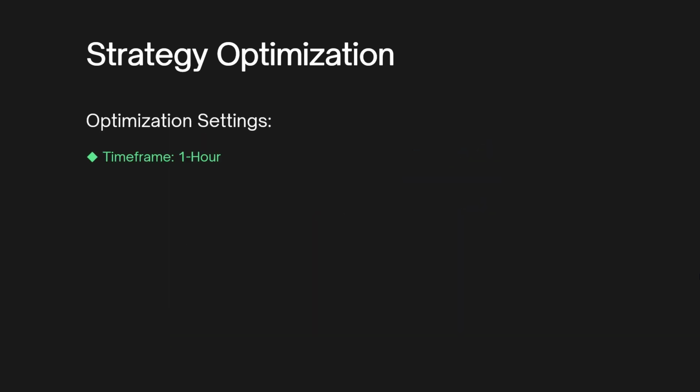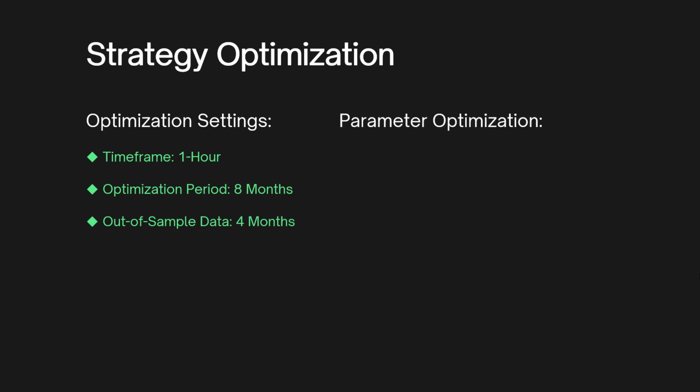We'll test our strategy on the 1-hour time frame. We're splitting the data into two parts. In-sample data, 8 months. We'll use this data to fine-tune the parameters of our strategy. Out-of-sample data, 4 months. This data will test our optimized strategy on new, unseen data to see how well it holds up in real market conditions. Here are the parameters we will optimize.